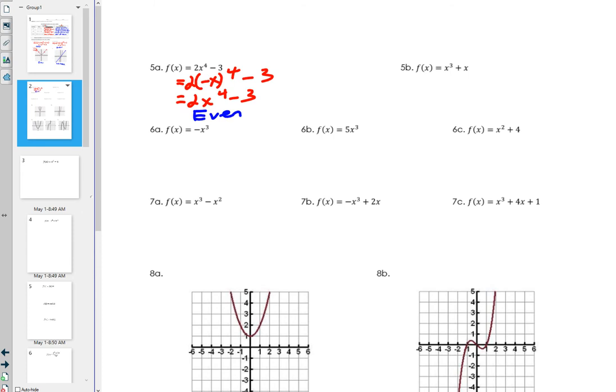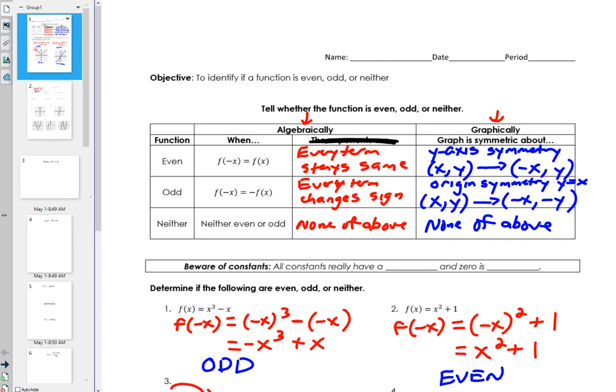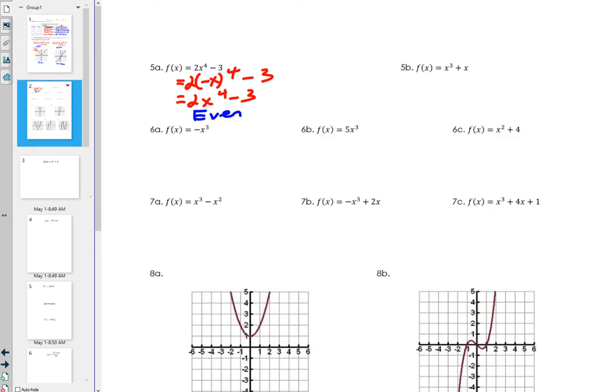Anybody have 5B? And you got 5B? Yeah, is that the same one? Do we have the same one at the beginning? Oh, we had minus x? Now this is plus x. All right, let's see. So if we replace the x with a negative x plus negative x, that would be negative x to the third minus x. Yes, you are correct. Every sign is different, therefore this is odd.